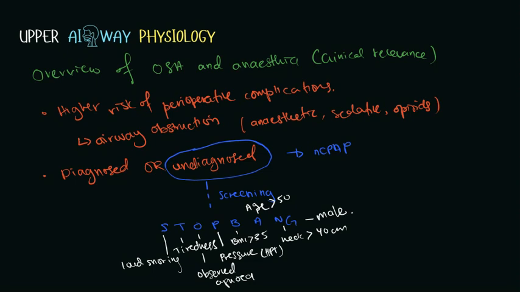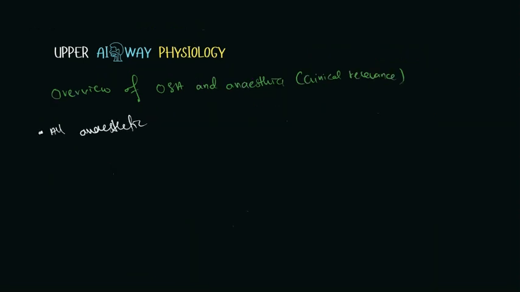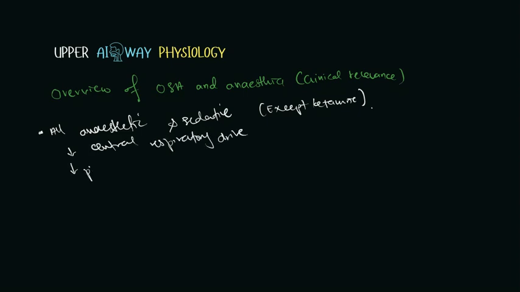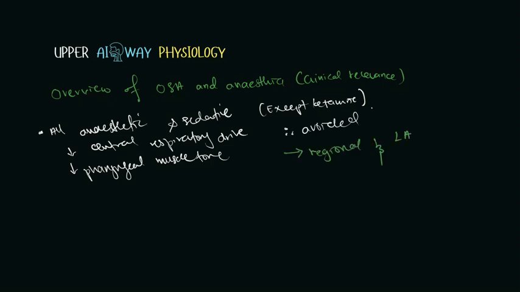So, STOP-BANG. Keep in mind that all anesthetic agents and sedatives, except for ketamine, reduce the central respiratory drive and reduce the pharyngeal muscle tone. Therefore, these should be avoided as much as necessary, and if possible, proceed with the operation under regional or LA. However, if GA is absolutely required, some steps can be taken for the operation to be continued safely.